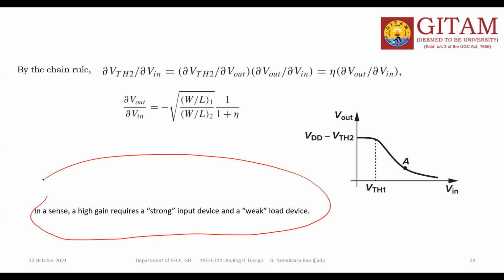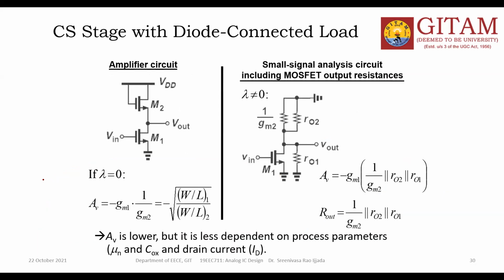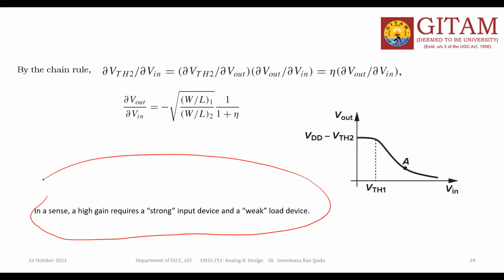Suppose you want high gain, large gain, then what is required? A strong input device is required, and the load should be weak. Strong means the W by L ratio of the device should be high. Strong and weak refer to the aspect ratio of the device. If it is more, it's a strong device. If it is less, it is a weak device. Okay, and one more thing.